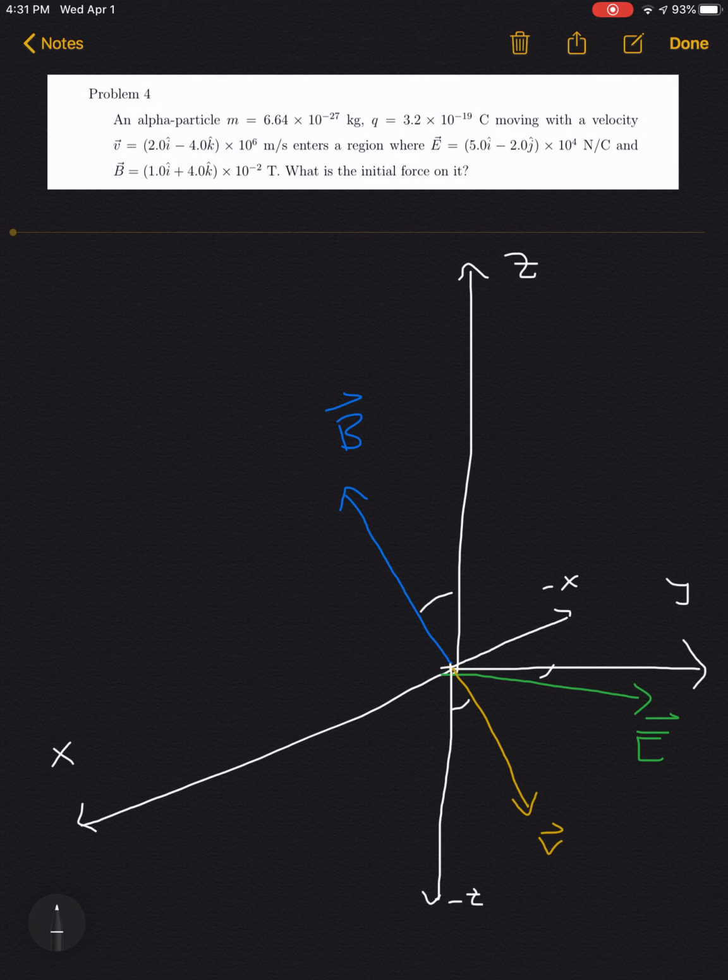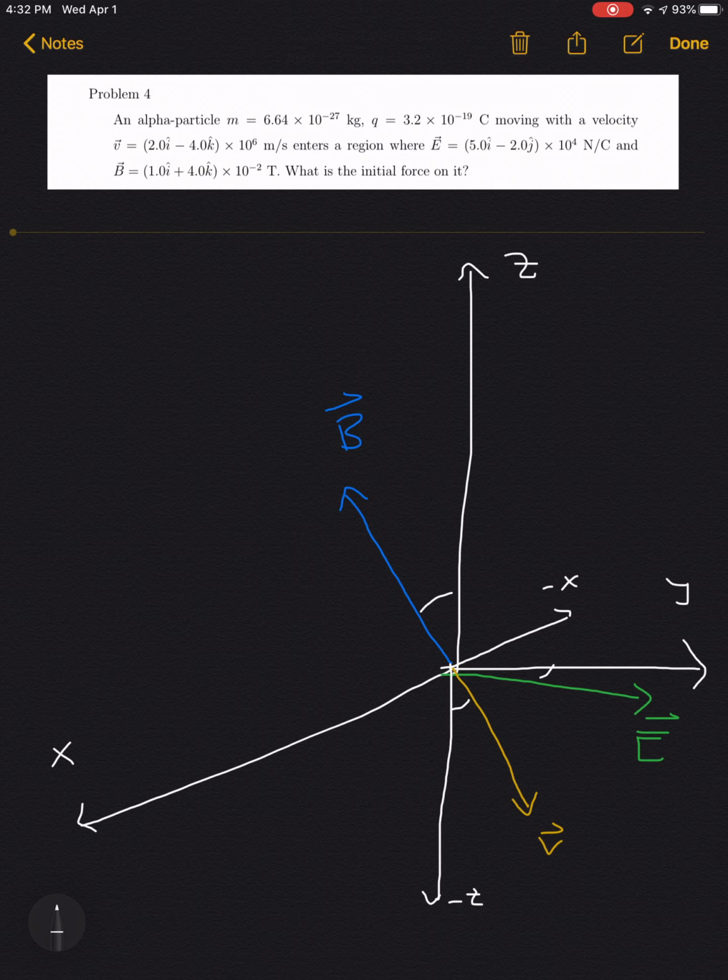We are going to do problem 4 in the chapter 11 problem set. So let's read that out. We have an alpha particle with a given mass and charge, moving with a velocity that's given in component form. And it enters a region where there's an electric field and there's a magnetic field, and both of those are given in component form. The question is, what is the initial force on it?